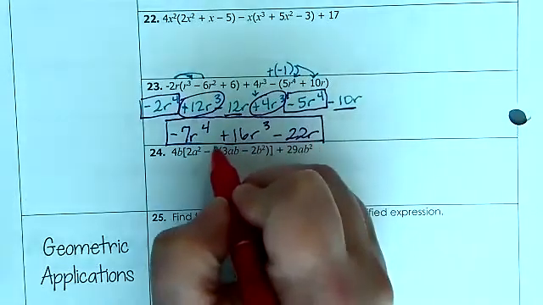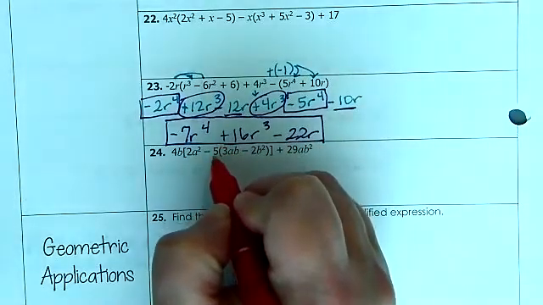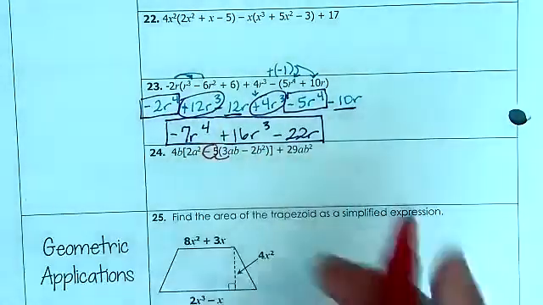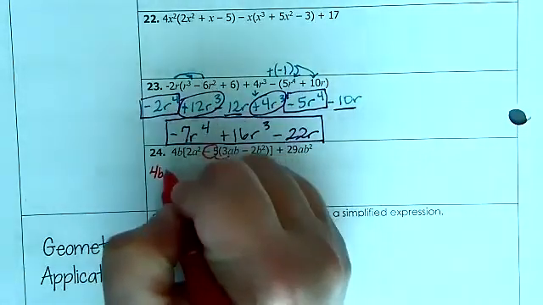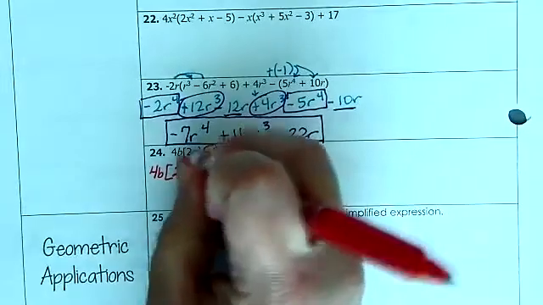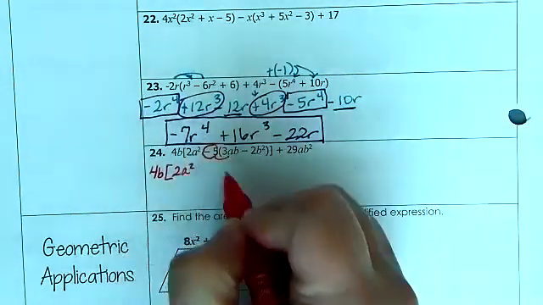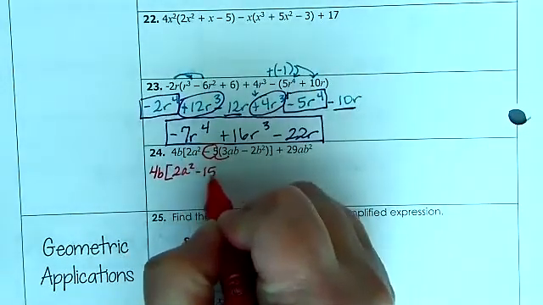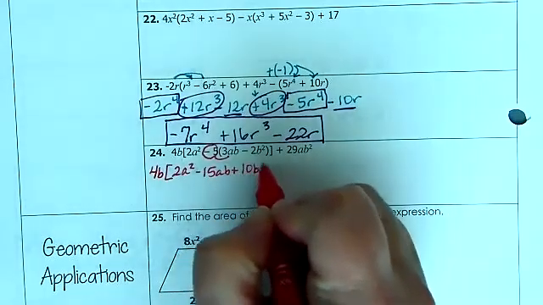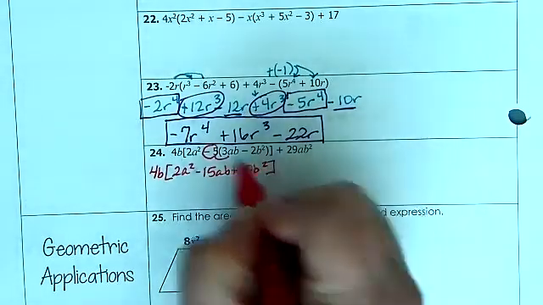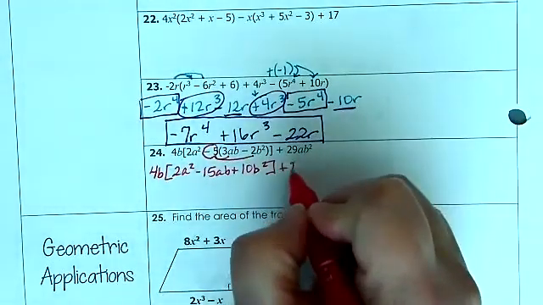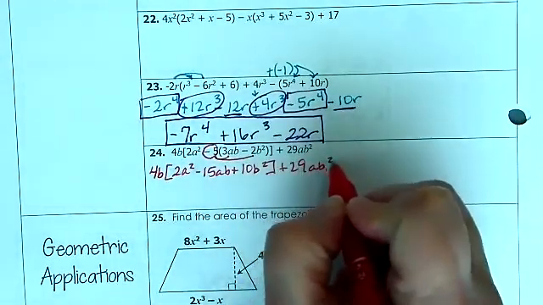So that means I'm now first going to distribute the negative 5. That's a negative 5 that's being distributed. So I'll rewrite everything else. So I have 4b, open bracket, 2a squared minus 15ab, because I distributed, plus 10b squared, close bracket, because once I distribute, the parentheses are gone, plus 29ab squared.